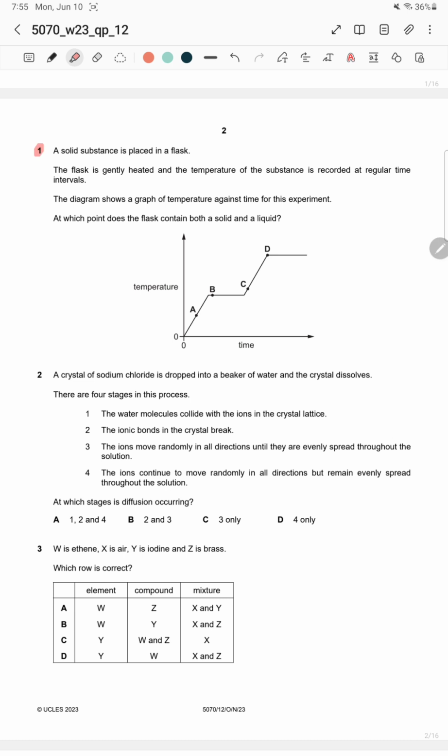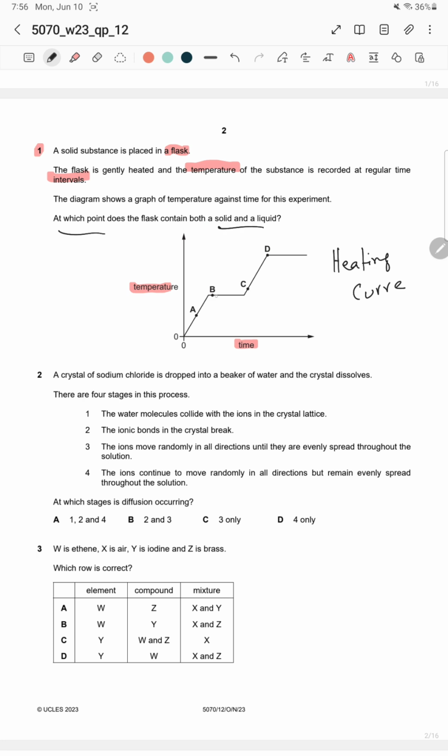Question number 1. This is from heating and cooling curve, the very first topic, states of matter. A solid substance is placed in a flask. The flask is gently heated and temperature of the substance is recorded at regular time intervals. The diagram shows a graph of temperature against time. Temperature against time, this is a heating curve. You already have studied this heating curve. So at which point does the flask contain both solid and liquid?